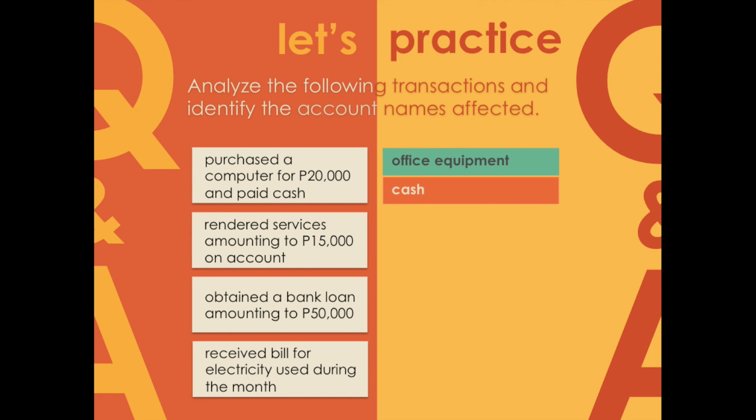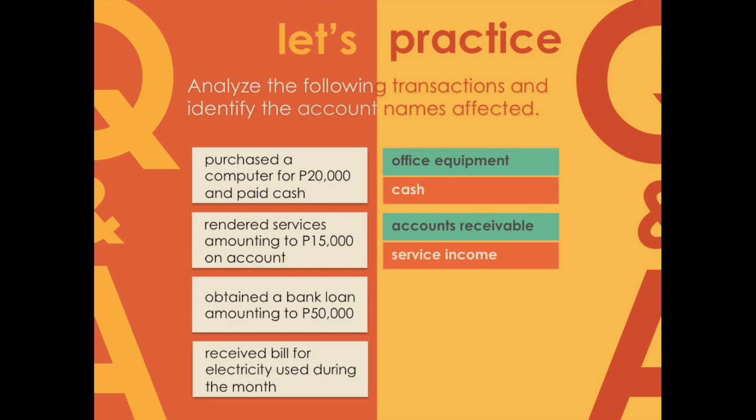2. Rendered services amounting to 15,000 pesos on account. So what did the company give or provide? Services. And the account name for that would be service income. And what did the company receive? Normally, the company would have received cash as payment. But here we see the term on account. So this means that the company was not yet paid, but has the right to collect in the future. And this pertains to accounts receivable. So the accounts affected in this transaction would be accounts receivable and service income.